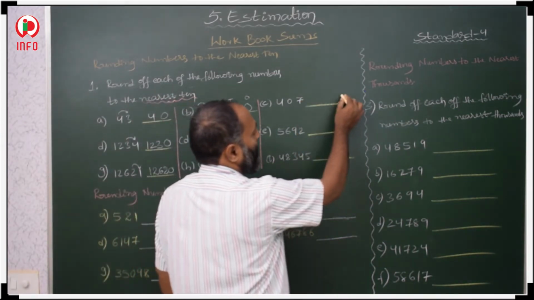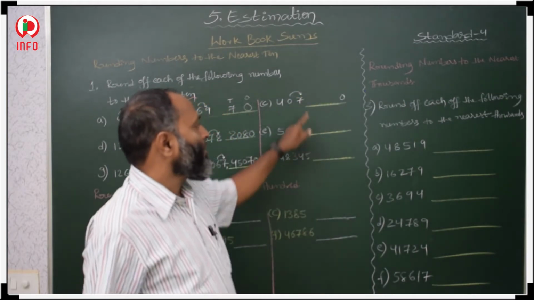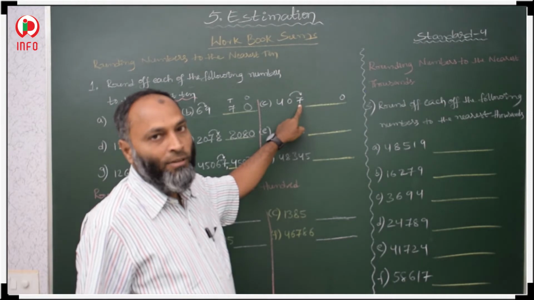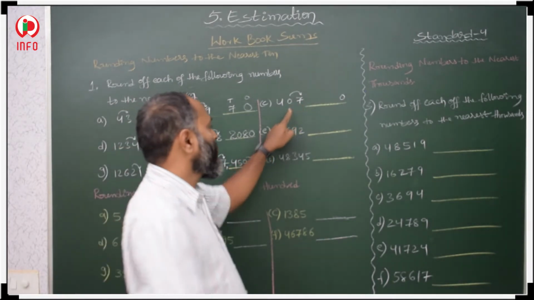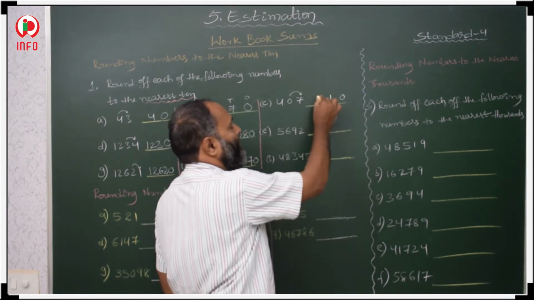Now here also, first in the ones place 0. Then after that we have to check what is there in the ones place. In the ones place 7 is there. It is greater than 5. So 0 plus 1, here 1 we have to increase. That is, 1 will come. The 4 as it is.